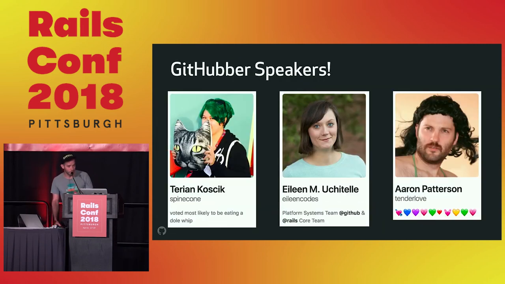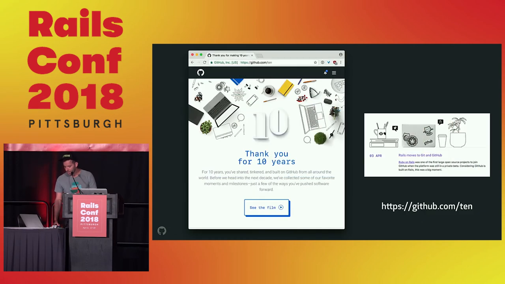This week, we have three folks speaking. Yesterday, we had Tarjan, who gave a workshop on abuse vectors. We have Eileen, who's coming on next, and tomorrow night, we have Tenderlove, who's doing the closing keynote. So go check out their talks. We recently celebrated our 10th birthday. We put together a small website, and Rails was a big part of it, so go check it out. It's at github.com/10.